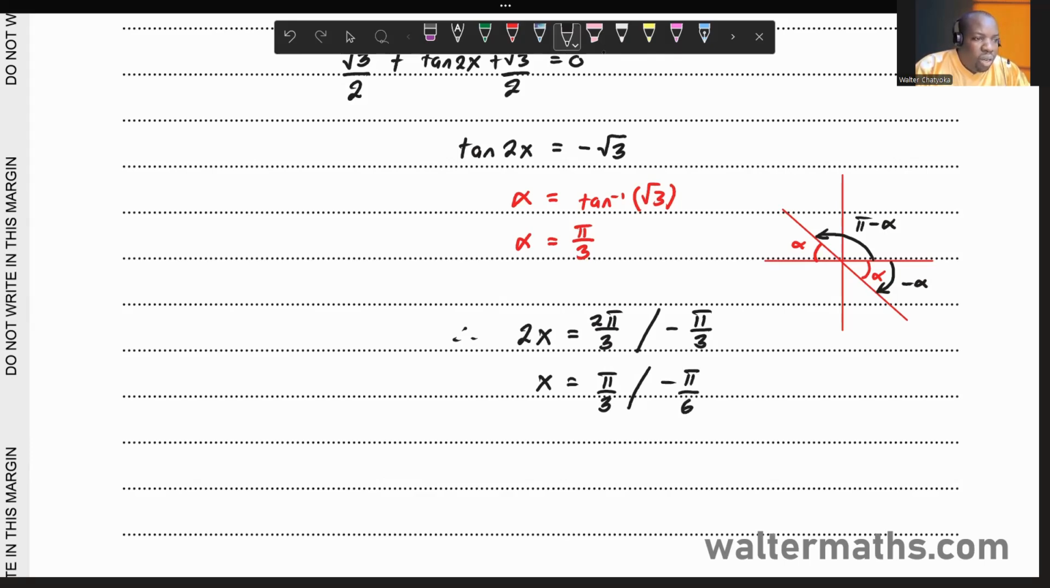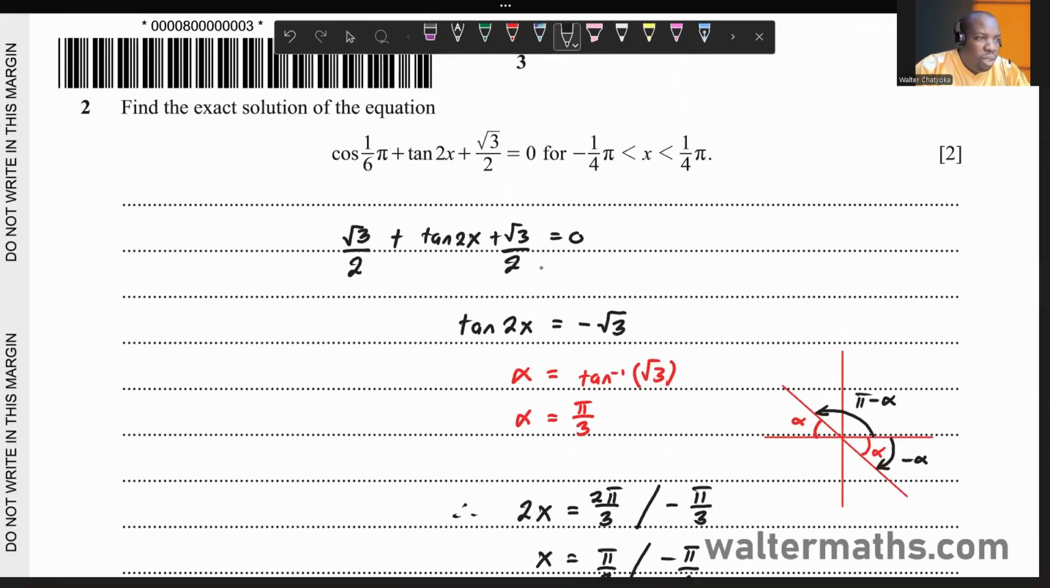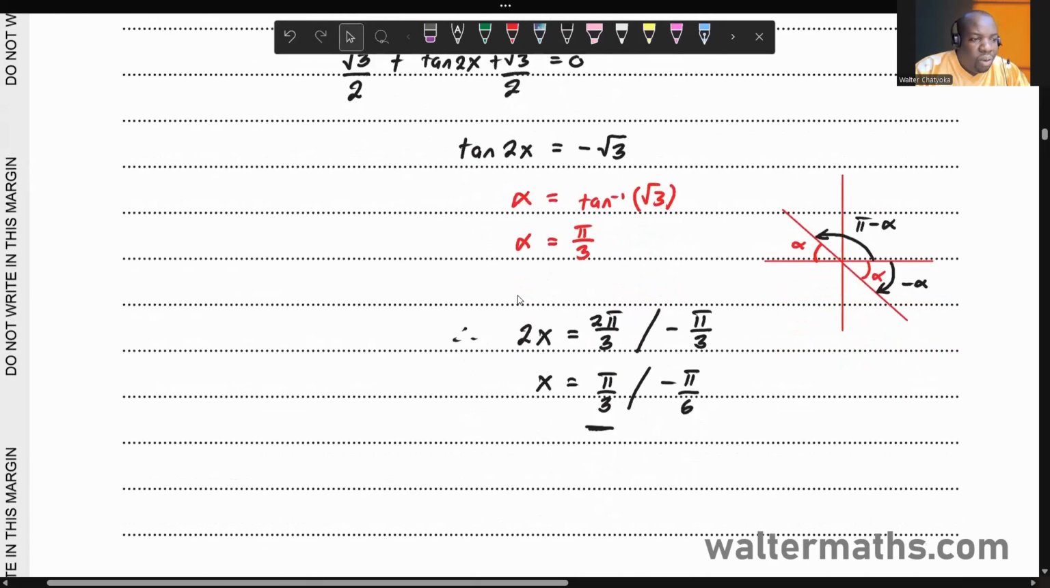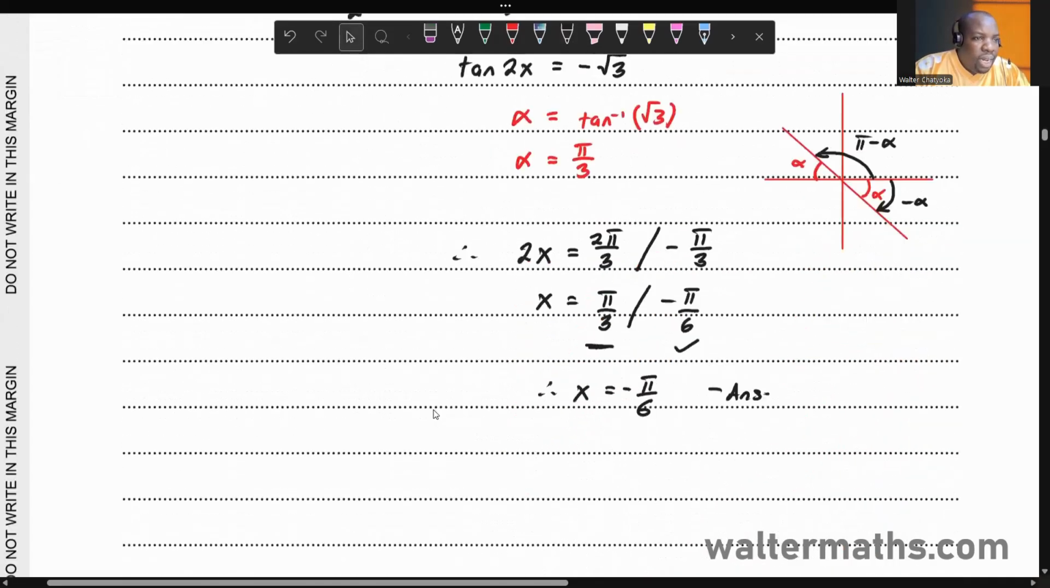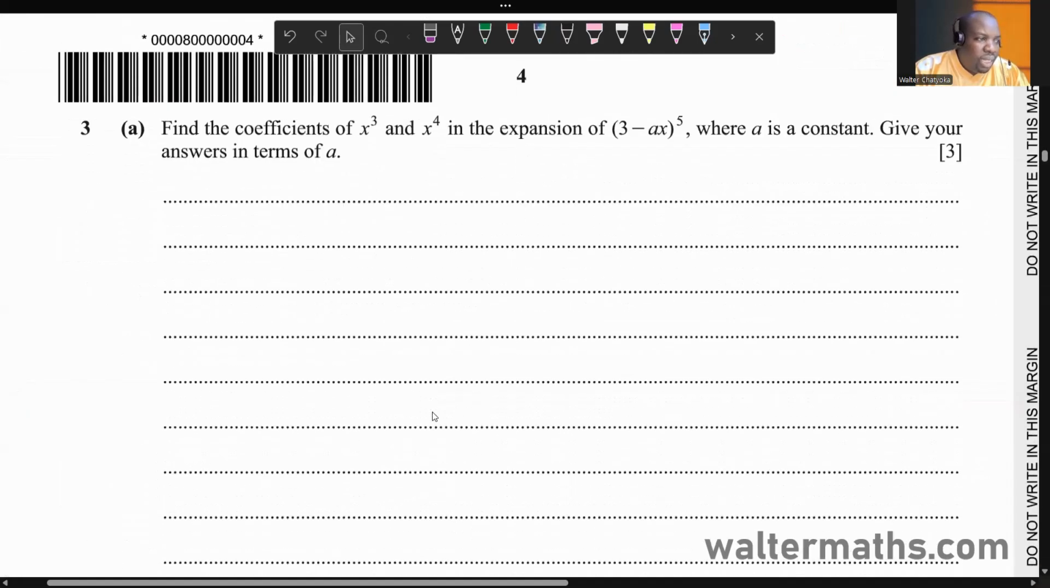Now, of these two, we know that pi over 3 would be out of range because it is not a value between minus a quarter pi and a quarter pi. It's actually greater than a quarter pi. So the only answer that will remain is minus pi over 6. So therefore, x is equal to minus pi over 6. That comes out to be the answer. So that's how we do it for this one. Let's move on to question number 3.